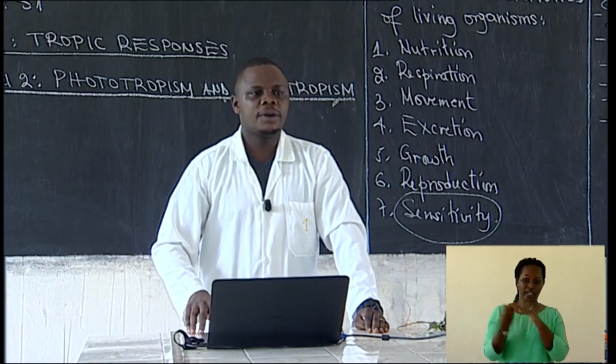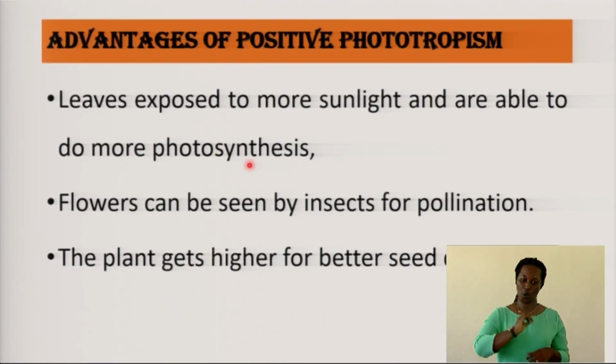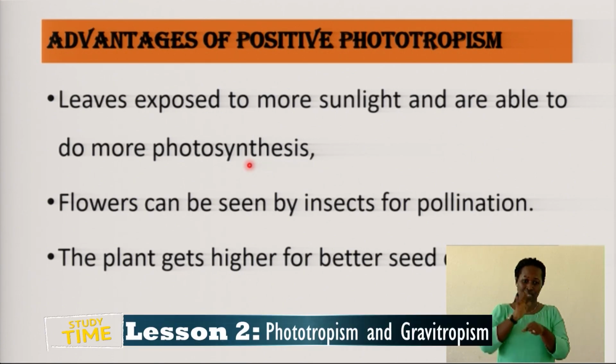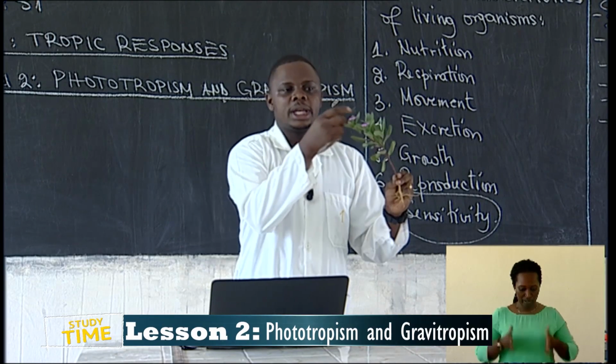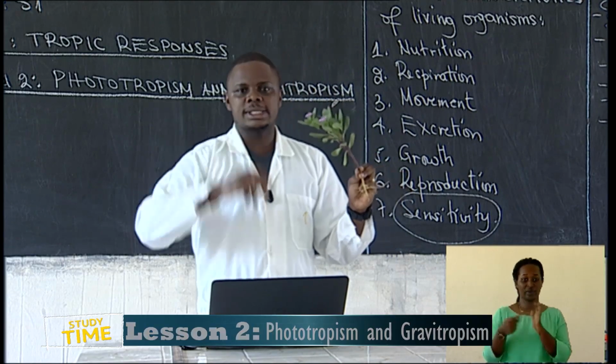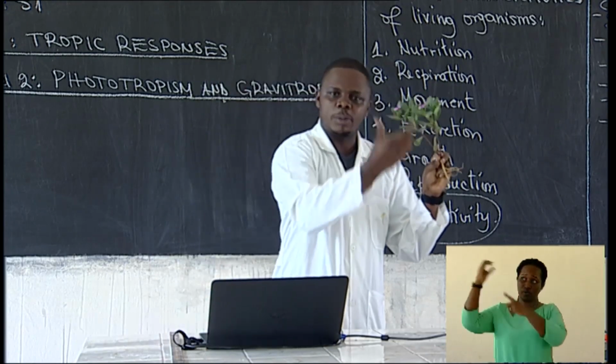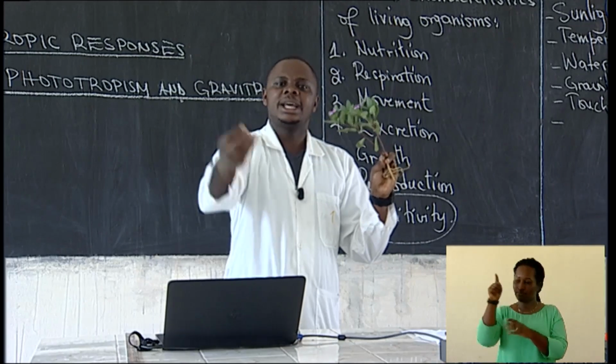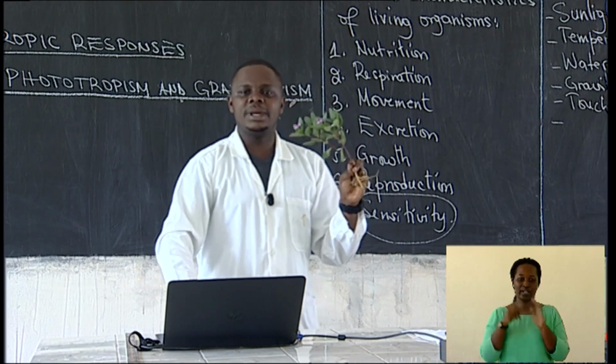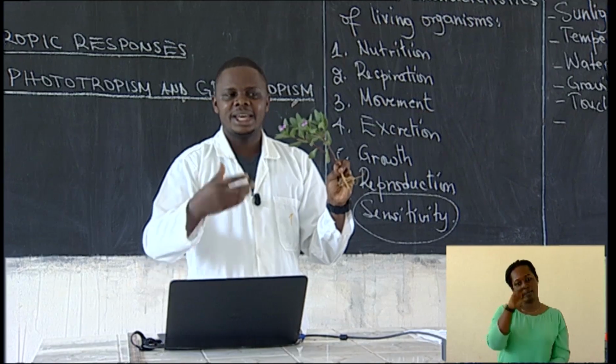Another point, flowers can be seen by insects for pollination. Remember, flowers are very important in the reproduction of plants. So in that sense, when the plant grows towards sunlight, flowers are exposed. And when they are exposed, that means they can easily be pollinated by insects.